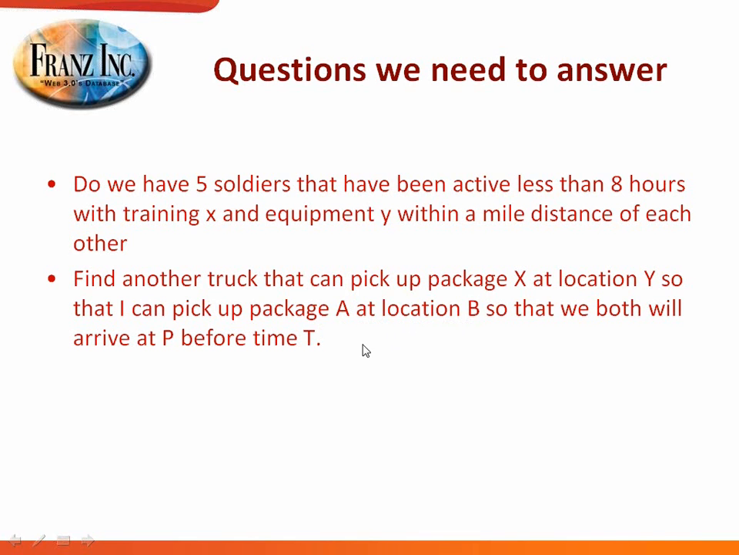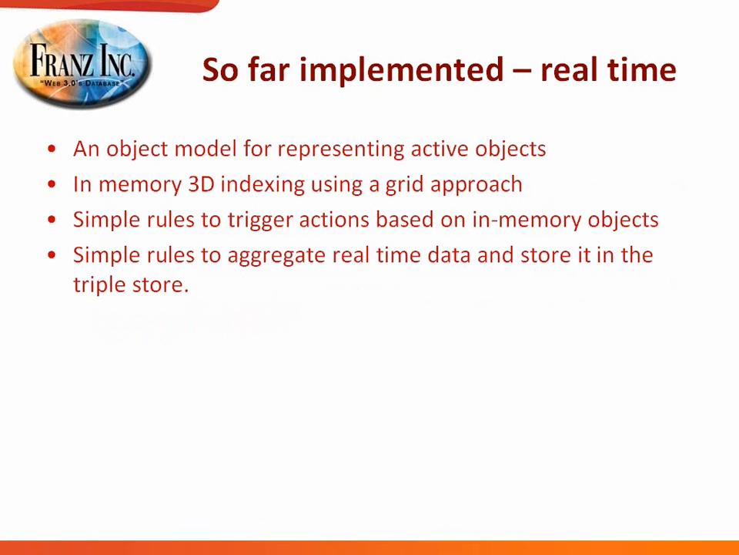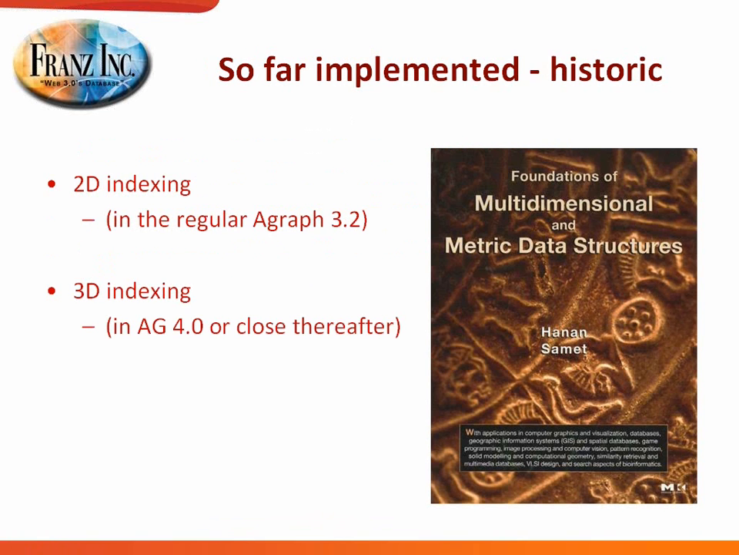Now so far what we've implemented real time is we use some kind of gaming approach to do 3D indexing in memory. So all the active objects are kept in memory, and then you have some aggregation rules, or filtering rules, where you don't save everything for every moving object, but just the relevant stuff, so that you can later do historic analysis. And for that we had to work both on our 2D indexing techniques and our 3D indexing techniques.